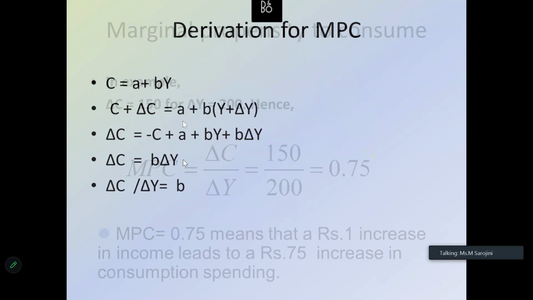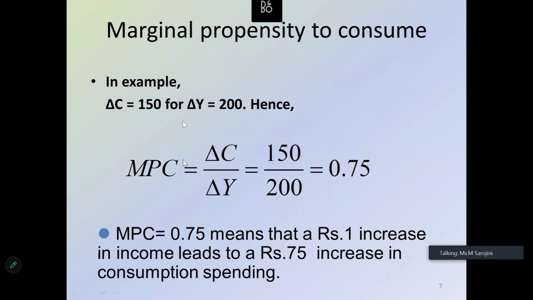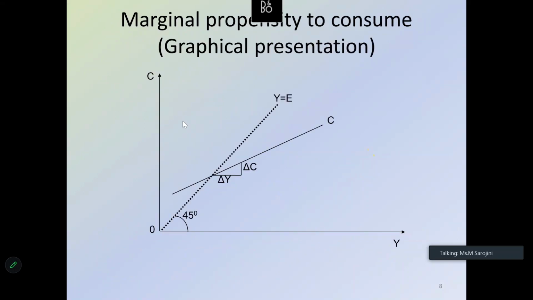And this is a numerical example of how to derive the MPC. Here, delta C is given as 150 and delta Y is given as 200. Using this information, you can derive the MPC, which is equal to 0.75. The meaning of 0.75 is that once the income increases by 1 rupee, the consumption will increase by 0.75 rupees, or 75 cents, right?